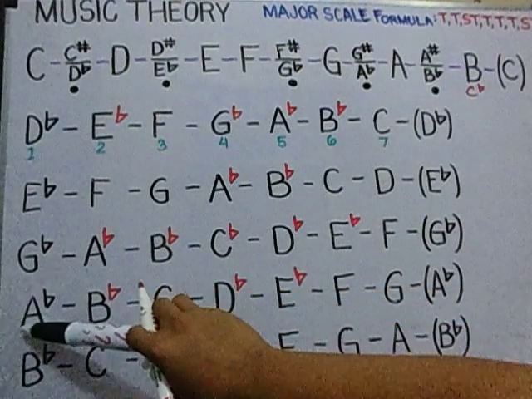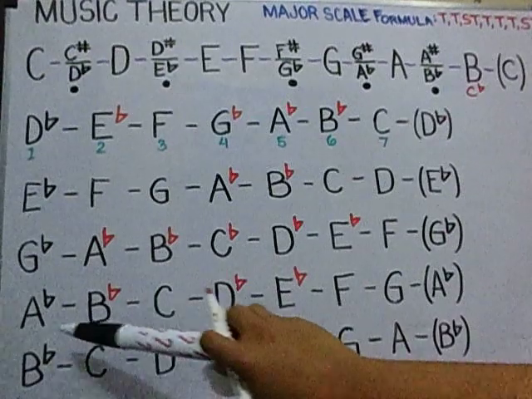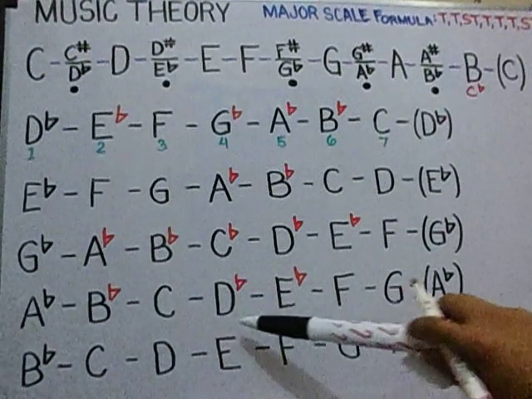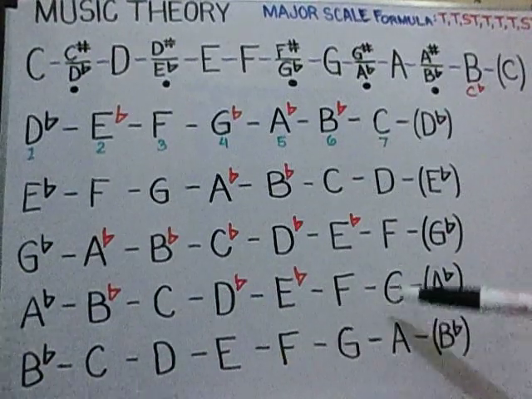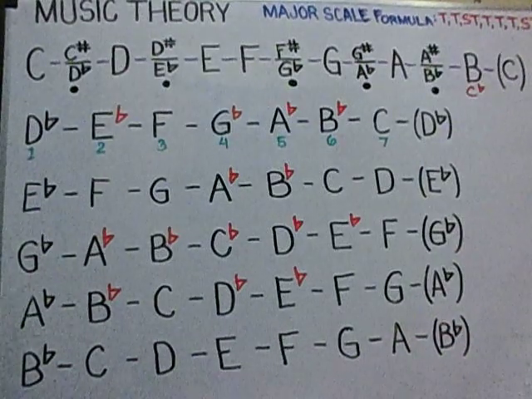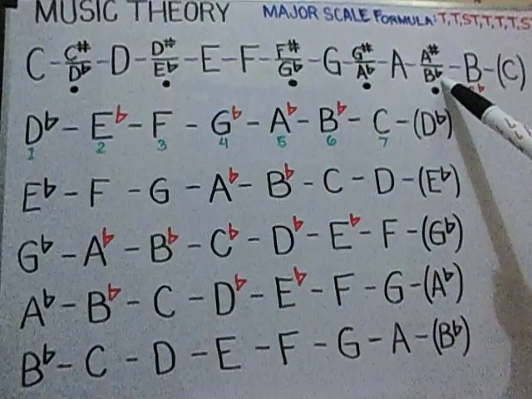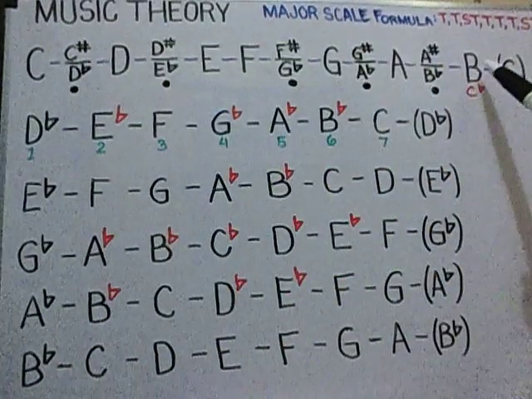So this is the A flat major scale, composed of A flat, B flat, C, D flat, E flat, F, G, and then going back to A flat. Now let's proceed to B flat. B flat, we take a tone, 1, 2.